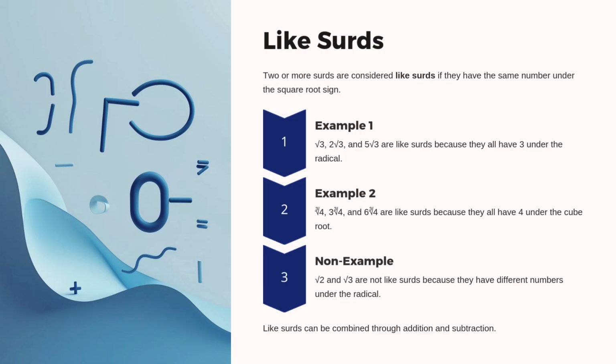Non-example. Square root of 2 and square root of 3 are not like surds because they have different numbers under the radical. Like surds can be combined through addition and subtraction.